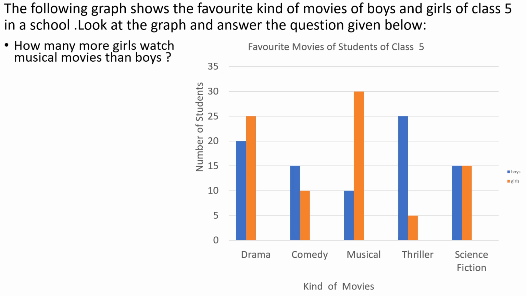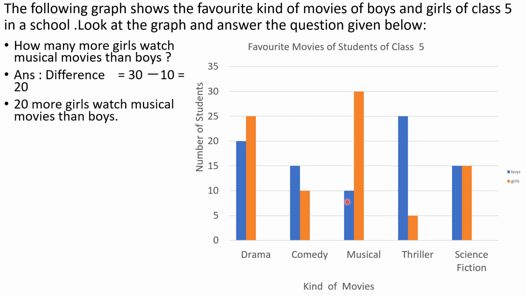Next question is, how many more girls watch musical movies than boys? See here, musical movies. So how many more means we have to find out the number. Here the number of girls who like musical movies is 30 and the number of boys is 10. It means the difference will be 20. So we can say 20 more girls watch musical movies than boys.